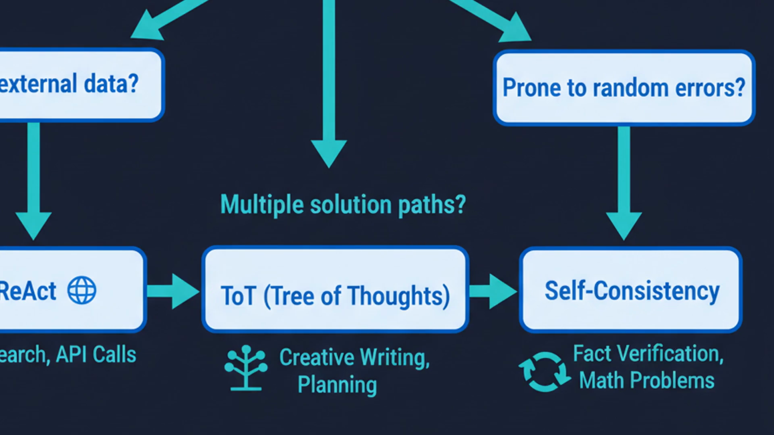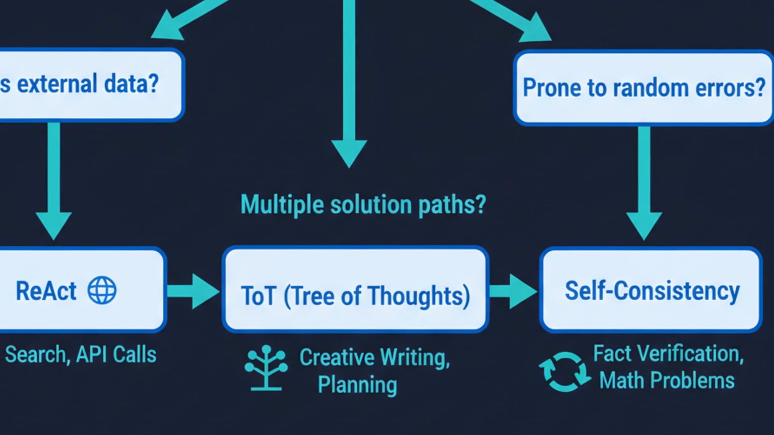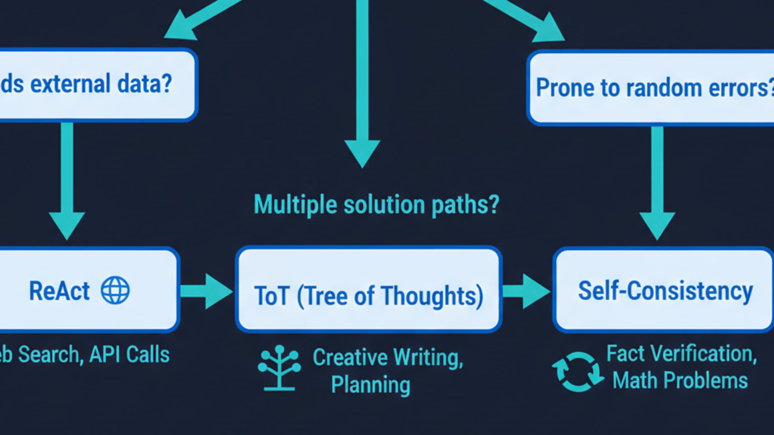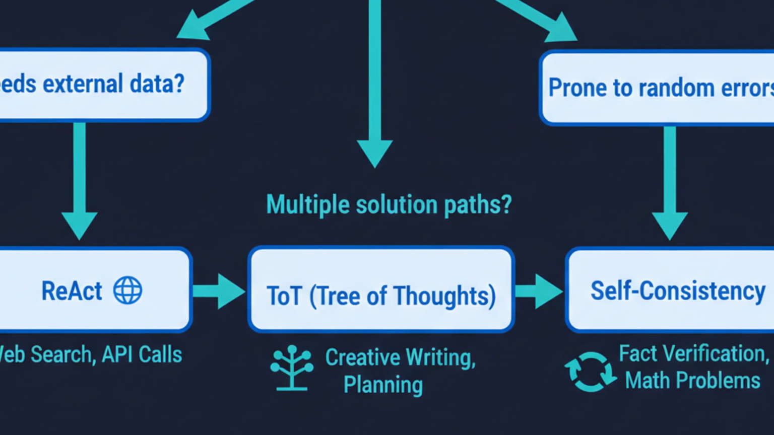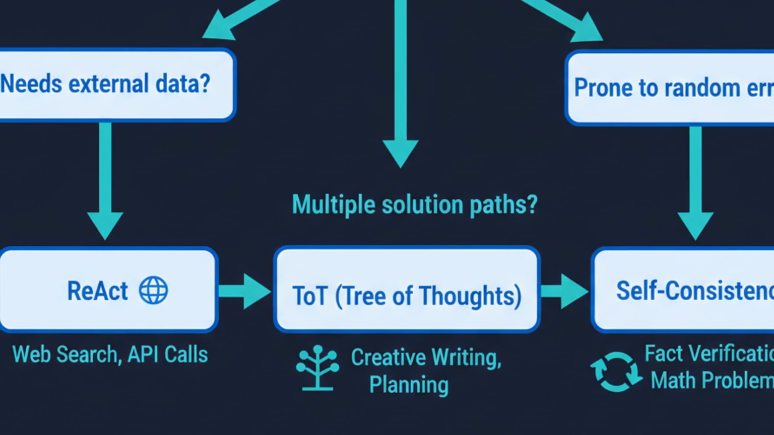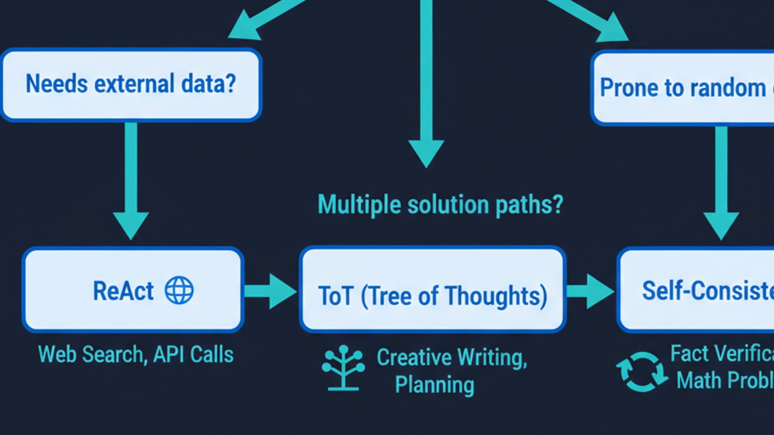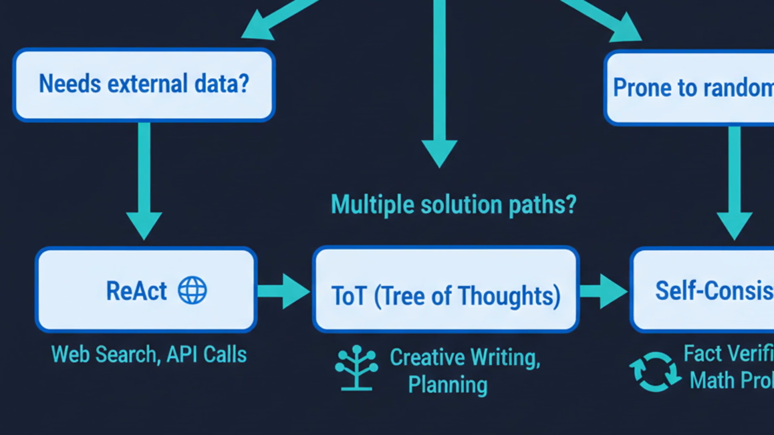Quick decision framework. Is the problem factual and requires current information? ReAct with search tools. Is it a complex reasoning puzzle with verifiable steps? Tree of thought. Is it a calculation or logic problem where the model might make random errors? Self-consistency. Not sure? Start with self-consistency. It's cheap to add and gives you confidence scores. Then add ReAct if you're seeing hallucinated facts. Save ToT for genuinely hard problems where exploration helps. And remember, these techniques cost more tokens and latency. Use them deliberately, not by default.